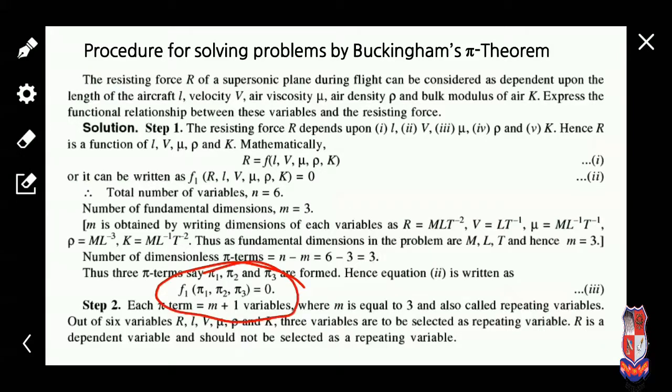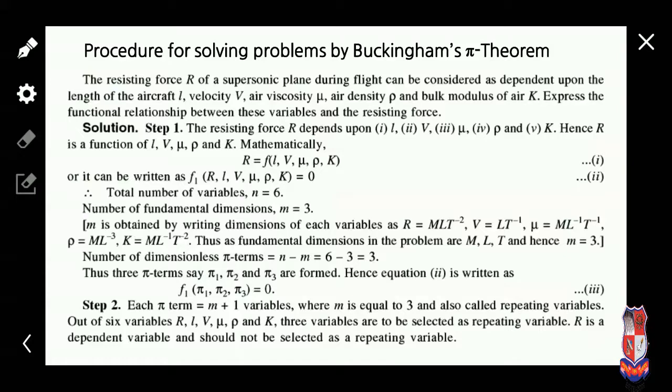How many pi terms are used for this problem? 3 pi terms, decided by n minus 1. We have got the value of n minus 1 as 3, so we take 3 pi terms to solve the problem. Each pi term has variables defined by m plus 1. m is the number of fundamental dimensions, 3, and 3 plus 1 is 4. So each pi term has 4 variables.